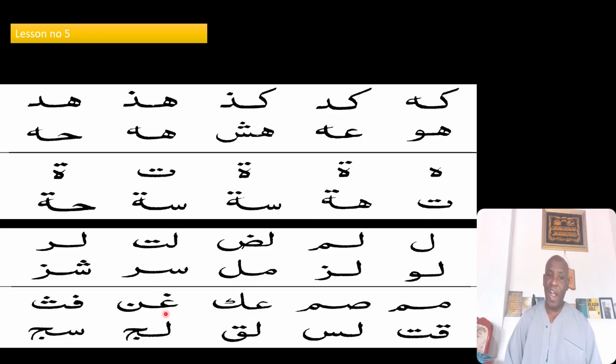And you've got ghain and nun. Okay, you've got fa and fa. Very, very important to understand the difference between ghain and fa. They look similar, but they're not the same. Then you've got qaf and ta. Lam and sin. Lam and qaf. Lam and jim. And sin and jim.